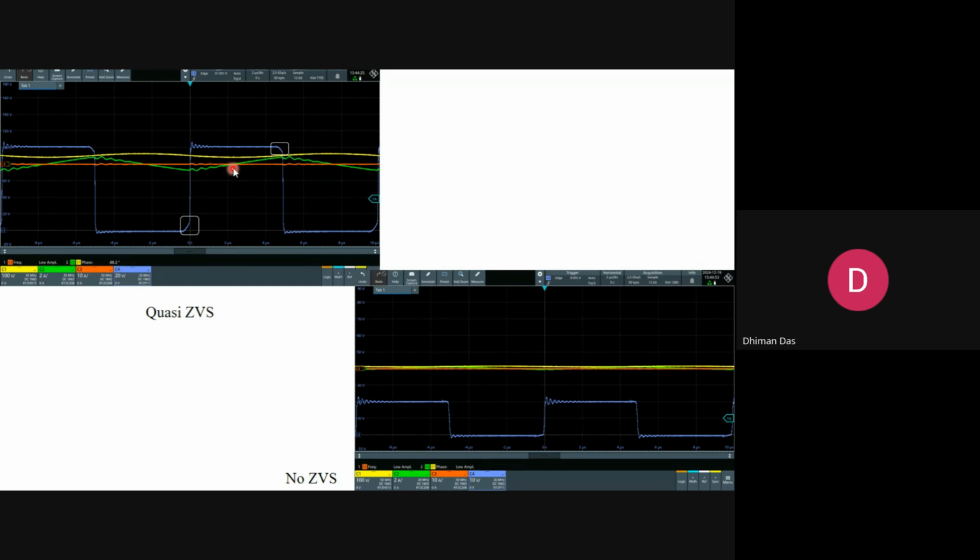Now if I reduce the magnetizing current further, you see this is the ringing you can observe across the switching node. This ringing you can see in the lab when you are doing anything without zero voltage switching. You can observe this kind of ringing, and if the voltage is high and the current is high, the amplitude of this ringing destroys your MOSFET.